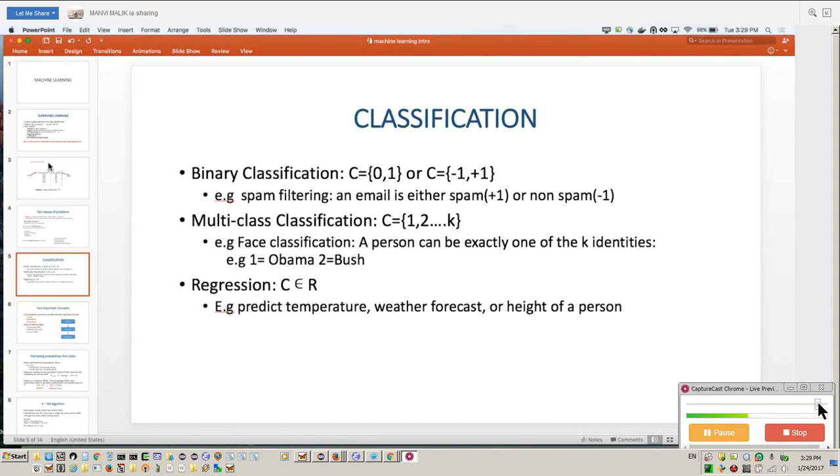And when I say the output is a continuous output, that problem becomes a regression problem, like predicting temperature, weather forecast, or the height of a person. All these problems are going to be regression problems. There is no definite range to which their output belongs.